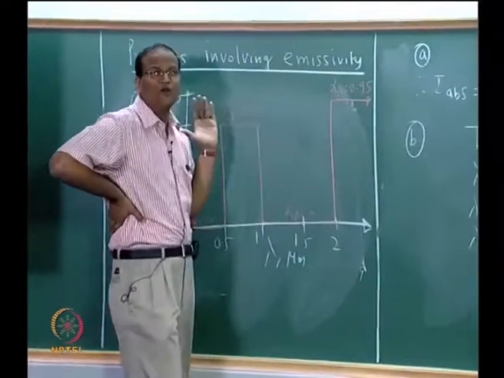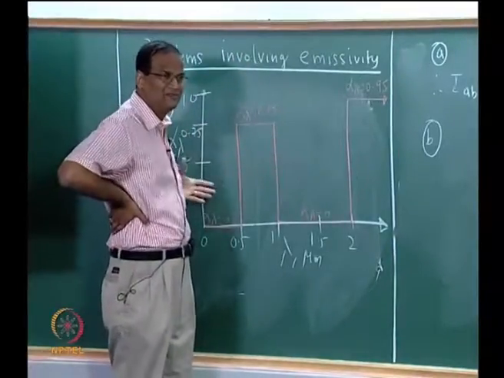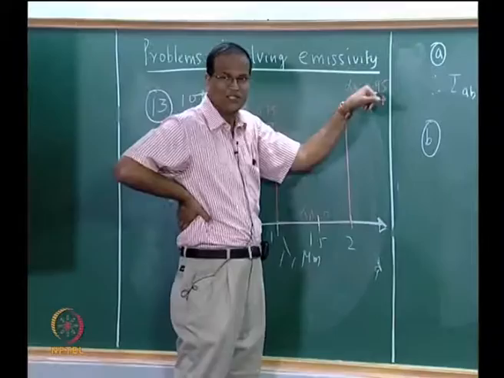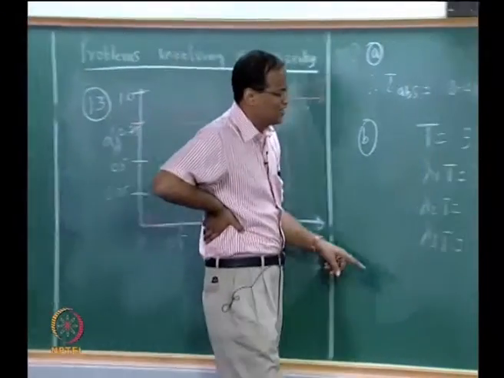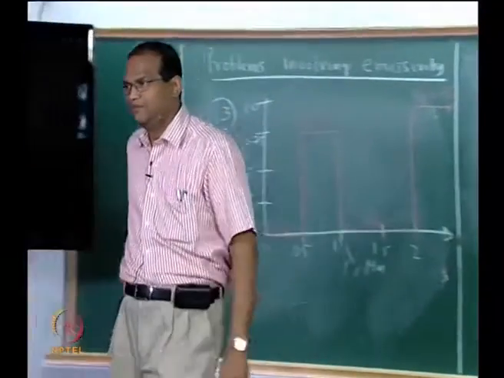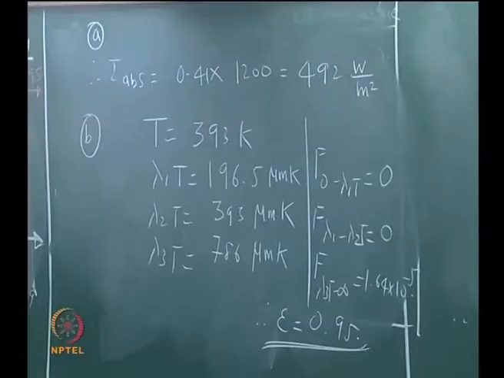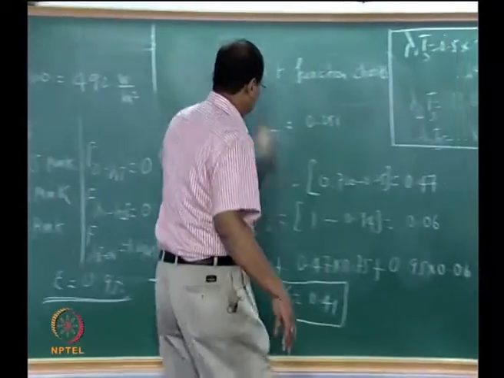Therefore even without using the f function chart, from experience I can say all this is irrelevant. So it will have a value which is close to this. The only effect of all this is to create that stupid 1.64 into 10 to the power of minus 5. Correct? Now I think we are getting more comfortable in evaluating the properties. Fine. Now we know the emissivity also.